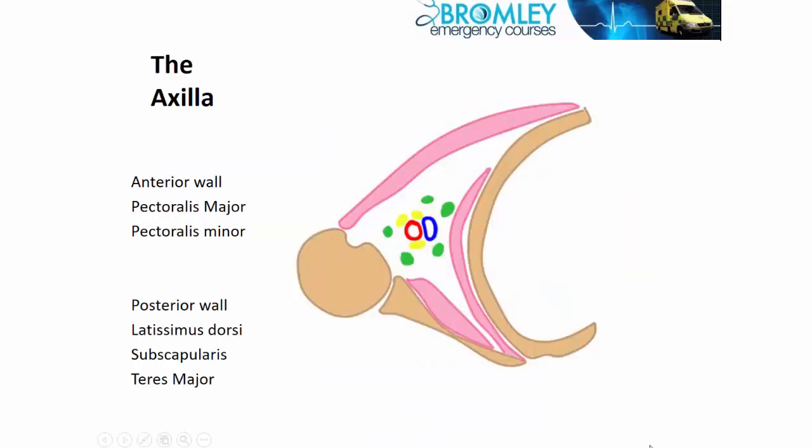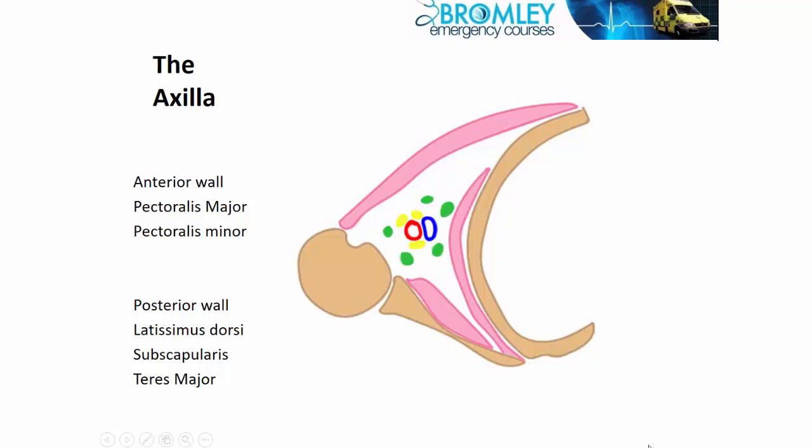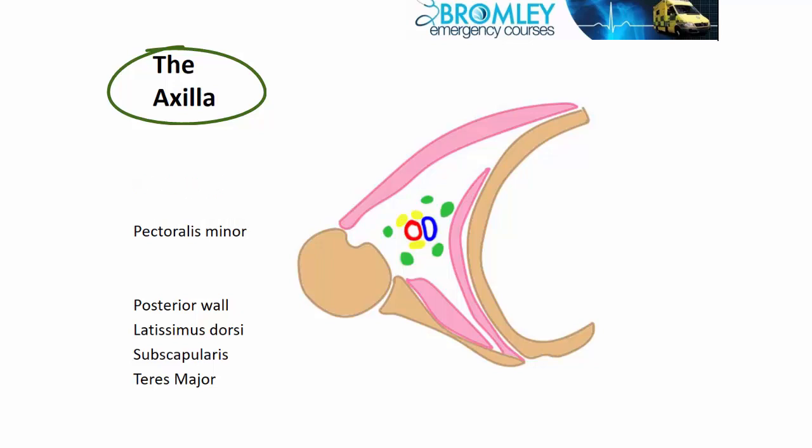Okay, so that's just a quick summary of the movements of the rotator cuff and the various muscles involved. And I'm going to move on from there to look at the axilla. So this is a picture of the axilla, and the axilla has an anterior wall, posterior wall, medial wall, and contents. The anterior wall is mostly made up of pectoralis major, but also pectoralis minor, which isn't shown in this particular section. This image is from quite high up in the chest.